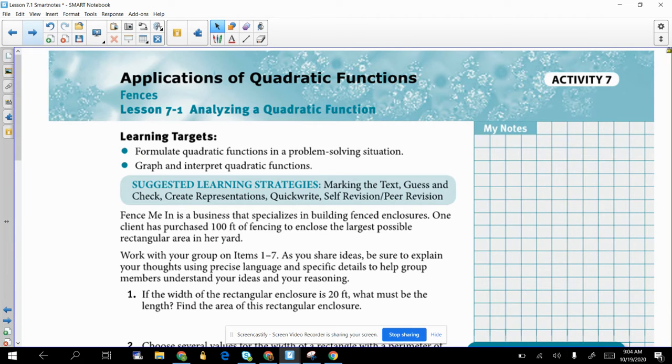Okay, so applications of quadratic functions. So basically unit 2 is going to be all about quadratics, and those are like the U-shaped functions. If you see them on a graph, they're called parabolas. Unit 1 was all about linear functions, and now we are moving on to quadratic functions. In our learning targets, we are going to formulate quadratic functions in a problem-solving situation, and then we are also going to graph and interpret quadratic functions.